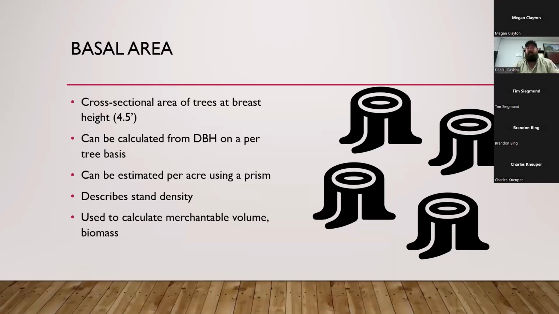And it is a good descriptor of stand density, both overall, and you can also break it down by species. And then we use this area to calculate how much merchantable volume we have. This is also how you're going to get to biomass as well.